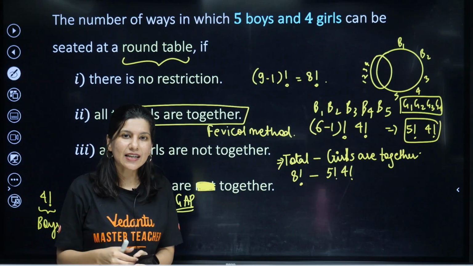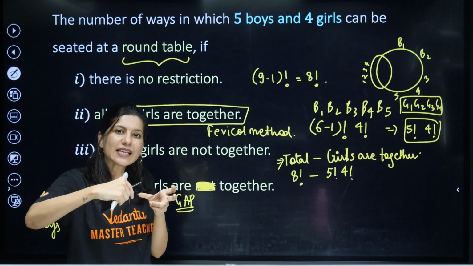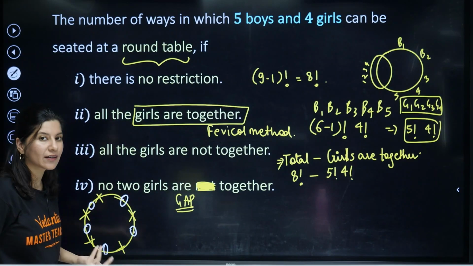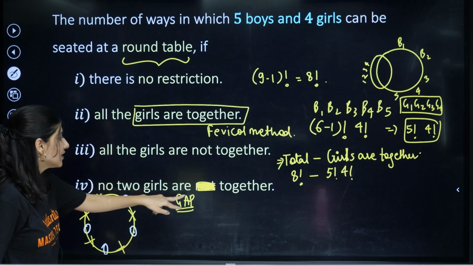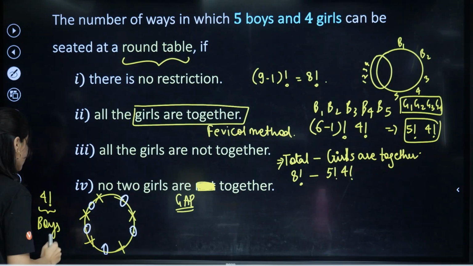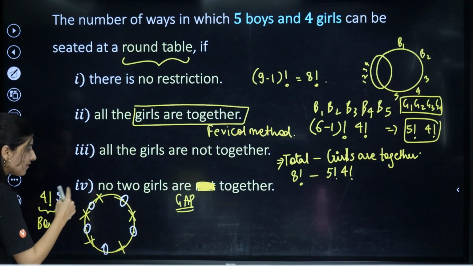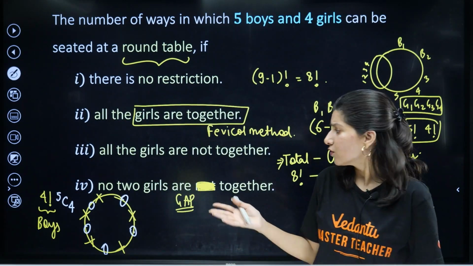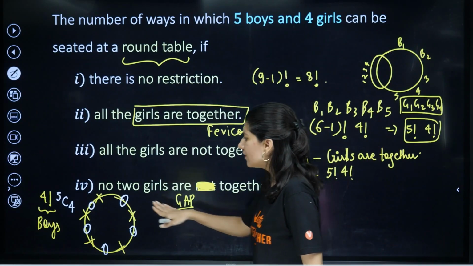Now there are no chances, right? If you make them sit in a gap, that means 2 girls will always have 1 boy in between. If 1 girl is sitting here, 1 girl is sitting here, a boy is in between. So this is taking care of this condition, right? So 5 gaps. How many girls? 4 girls. So now 5C4. We have selected 4 gaps out of 5 gaps. So 1 gap is going to get wasted.